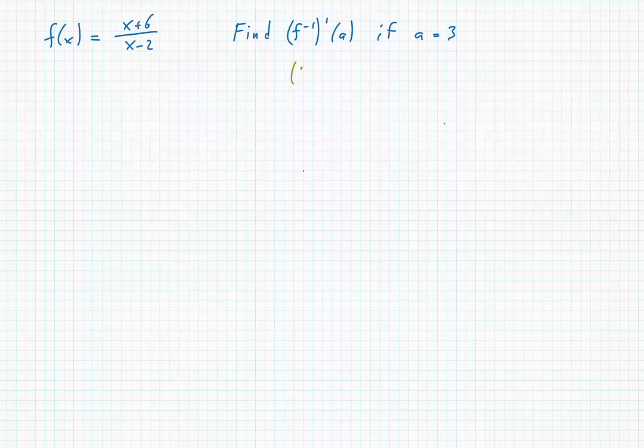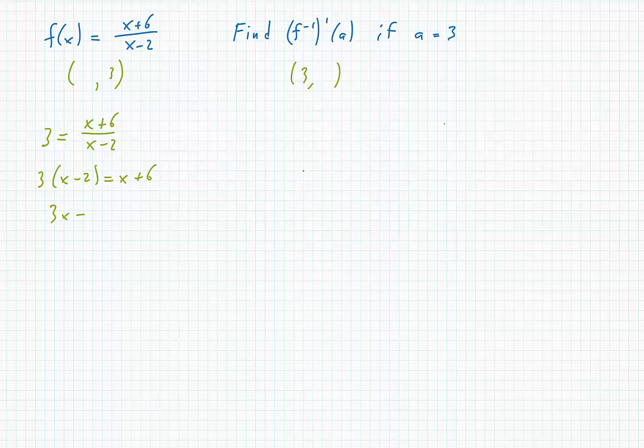So we know that the point 3 comma something is on the graph of f inverse. That means that the point something comma 3 must be on the graph of the original function f. Again, that 3 becomes a y value, so we set 3 equal to (x + 6)/(x - 2), and we solve. So 3 times (x - 2) is going to be equal to x + 6.